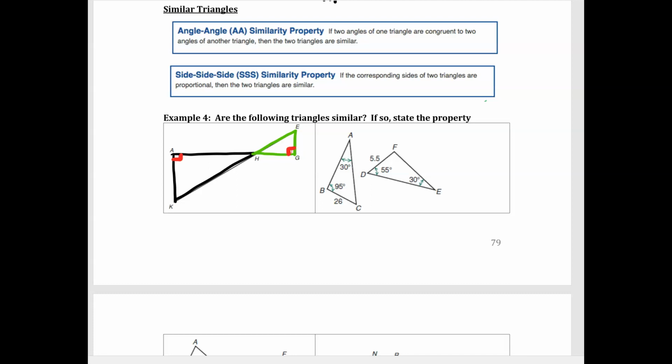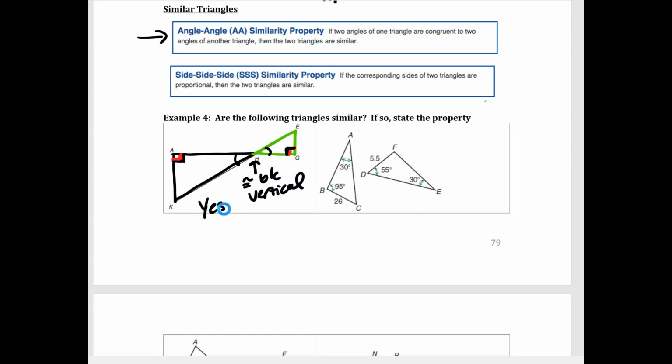One is called the angle-angle similarity property, and that's this first one. And what that says is that if two of the angles of one triangle are congruent to two of the angles of the other, then the two triangles are similar. So if you look at this first example, they both have right angles. Okay, so that's one pair of congruent angles. We would need another. And the other is going to come from these angles right here. These are congruent because they're vertical angles.